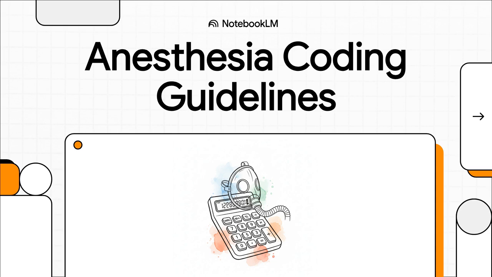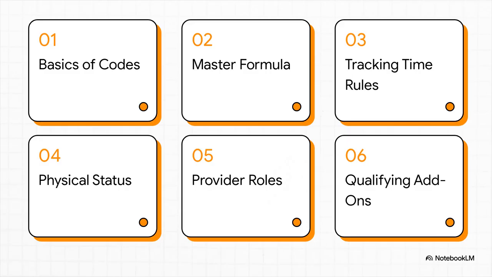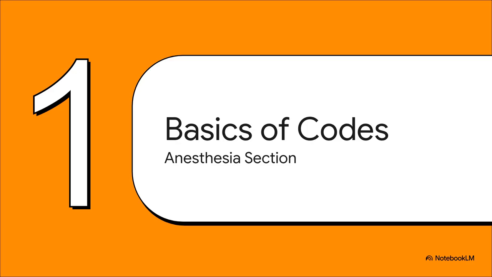All right, let's get right into it. So, what are we getting into today? Grab your notebooks because we're going to conquer 1. Basics of anesthesia codes. 2. The master reimbursement formula. 3. Tracking anesthesia time rules. 4. Physical status patient modifiers. 5. Provider roles and modifiers. And finally, 6. Qualifying circumstances add-on codes.